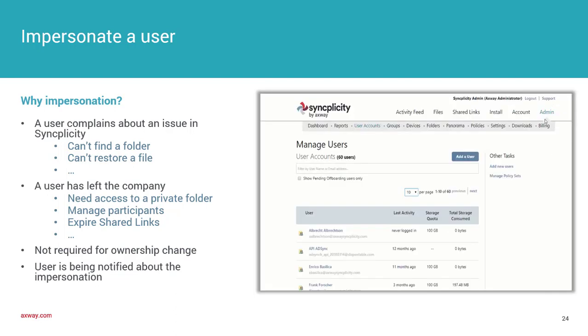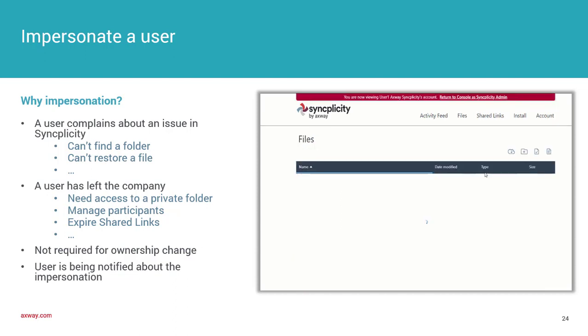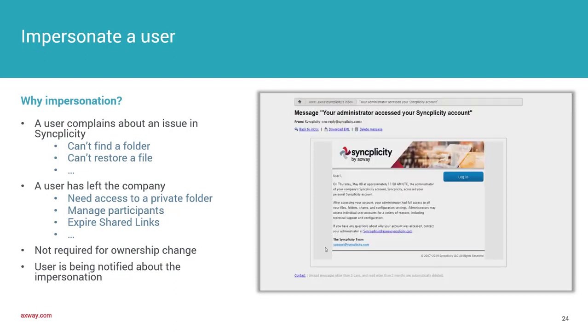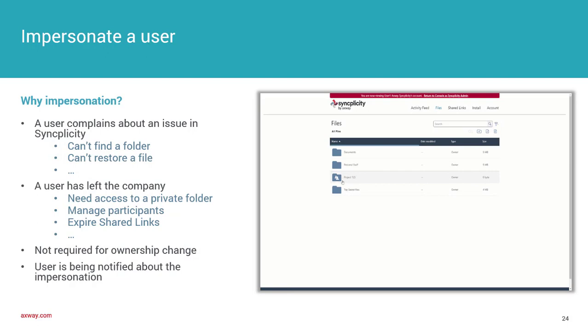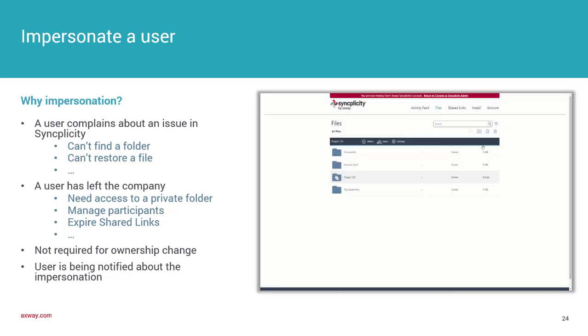Very simple. As an administrator, you can go to user accounts in your admin console and then search for the user you'd like to update or impersonate. Navigate to the user. For example, this one is an active user and I want to impersonate the user. If you do this, notice the red bar. The user will get an email that an administrator has accessed the Syncplicity account. Being the administrator, I can navigate to a folder and, for example, manage the participants in that shared folder or perform any other actions on behalf of that user.